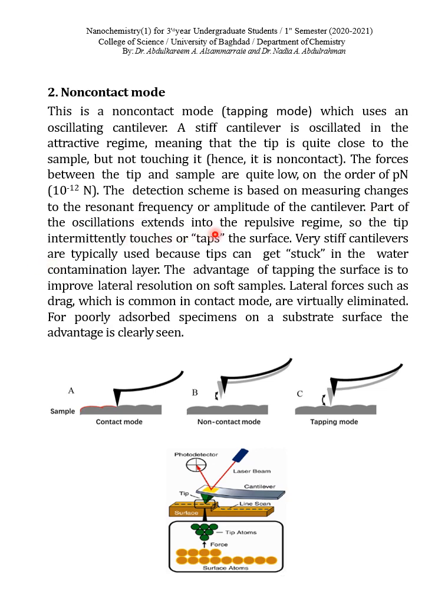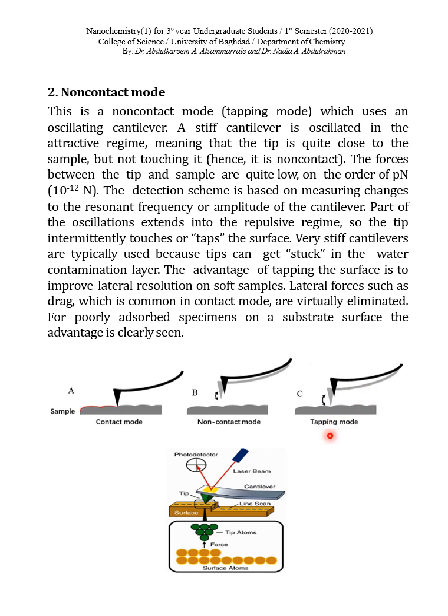Oscillation extends into the repulsive regime, so the tip intermittently touches or taps the surface. So it depends on the attraction and repulsion between the surface and the tip. Very stiff cantilevers are typically used because the tip can get stuck in the water contamination layer. Of course, the stiffness, again, the flexibility, depends on the type of mode used.